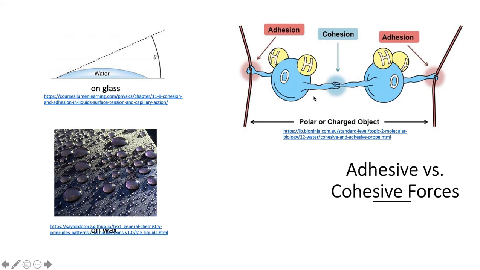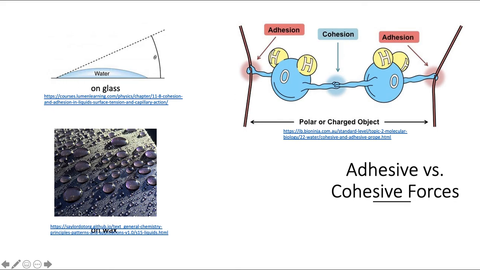Here's kind of a cartoon to help you remember it. Okay, here's my water molecules, and here's the sides of that container. As you see, the glass would be a polar or charged object, but if it's nonpolar, like the wax, then this interaction will be a lot smaller. But here's my water molecules. The interaction between water molecules is called cohesion. The interaction between water and the sides of the container, or a different type of molecule, is called adhesion. So those are two different types of molecules: adhesion. The same molecule, those intermolecular forces are called cohesion.